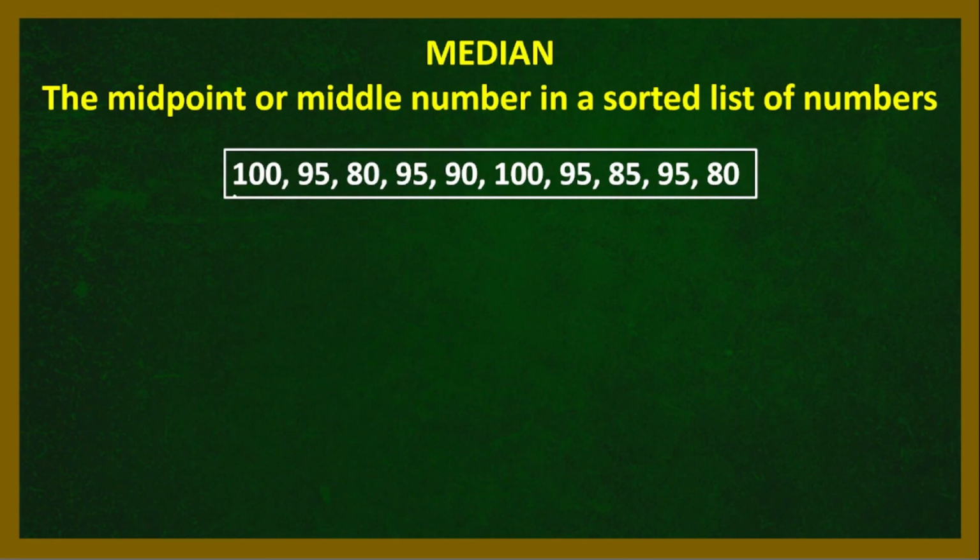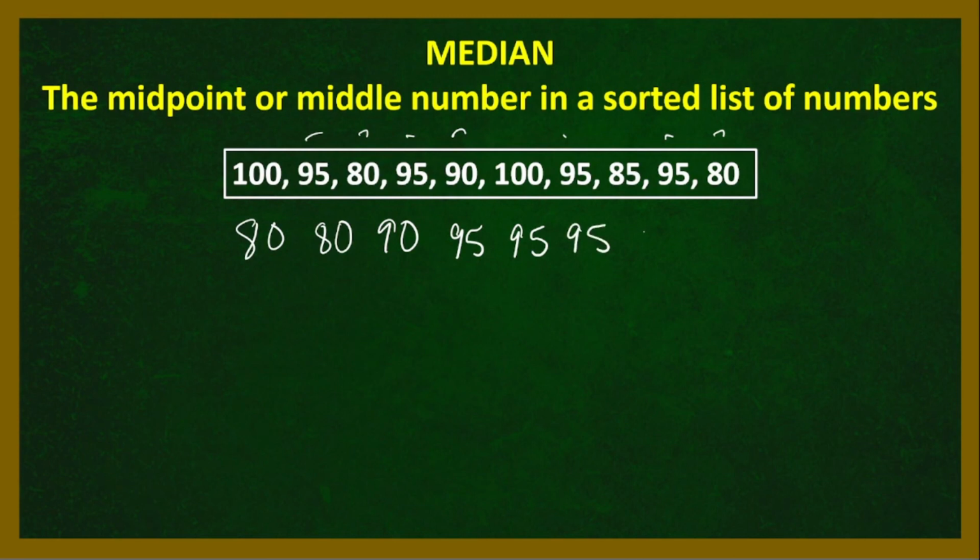So let's just scan our 10 numbers here. And I see that we have 80. So we have a couple of 80s. We have one here and one here. So we'll do 80 and then our next 80. And then we have 90. And we have 1, 2, 3, 4. We have 95. We have 4 95s. So I'll write that down. 95, 95, 95, 95.